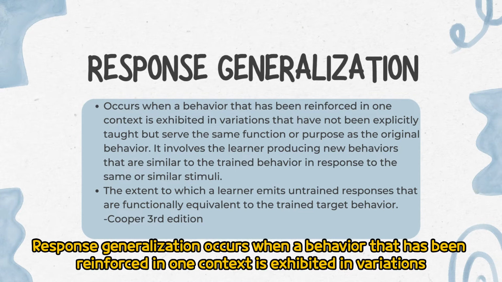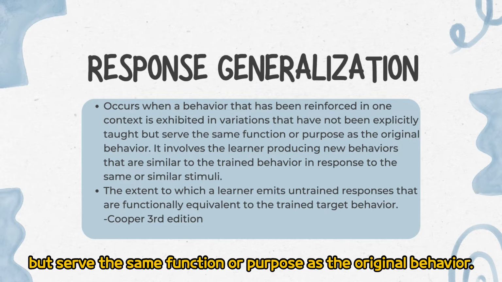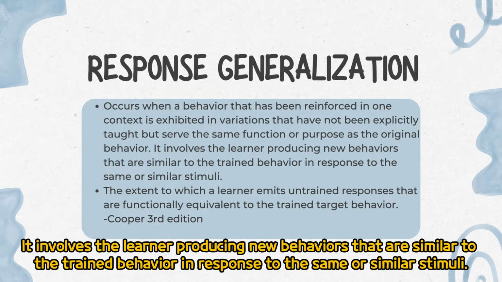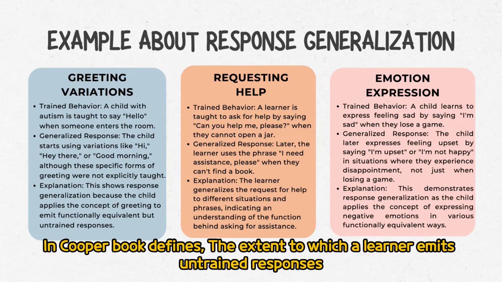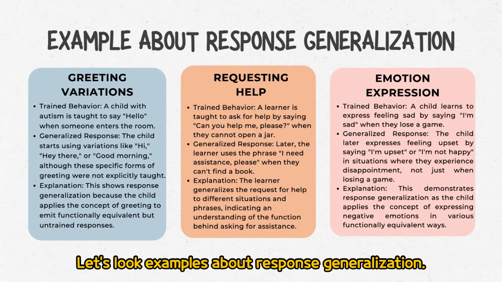Response generalization occurs when a behavior that has been reinforced in one context is exhibited in variations that have not been explicitly taught, but serve the same function or purpose as the original behavior. It involves the learner producing new behaviors that are similar to the trained behavior in response to the same or similar stimuli. Cooper's book defines it as the extent to which a learner emits untrained responses that are functionally equivalent to the trained target behavior. Let's look at examples of response generalization.